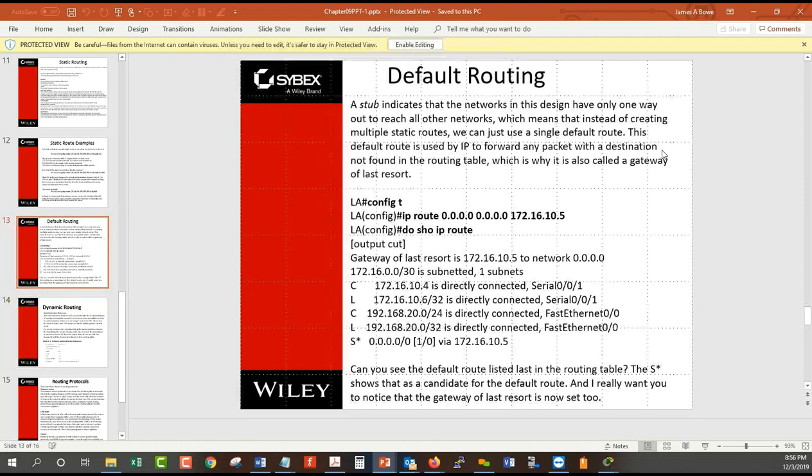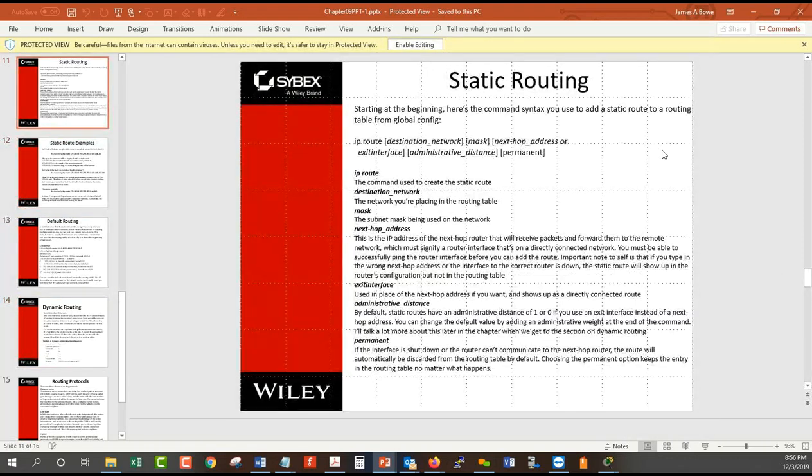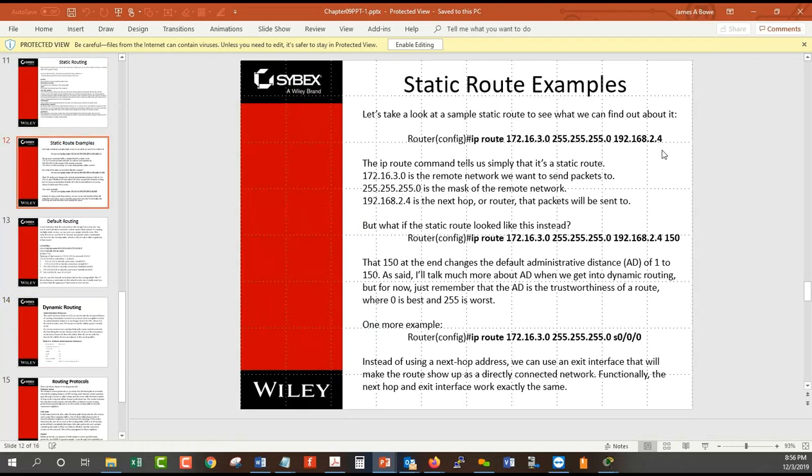I just want to go back real quick to the static routes. So again, here's an example. You've got IP route. You specify the network ID, and you notice that 0 right on there with your subnet mask of 255.255.255.0. And then we're specifying the next hop address, which in this case is 192.168.2.4.